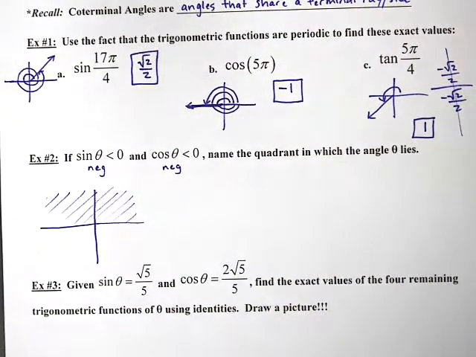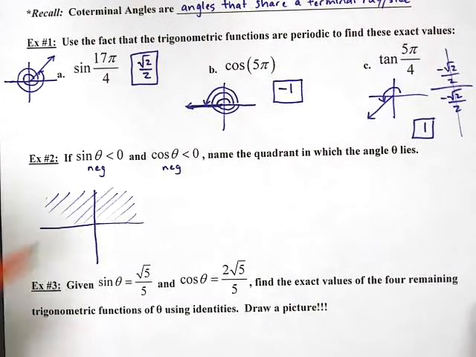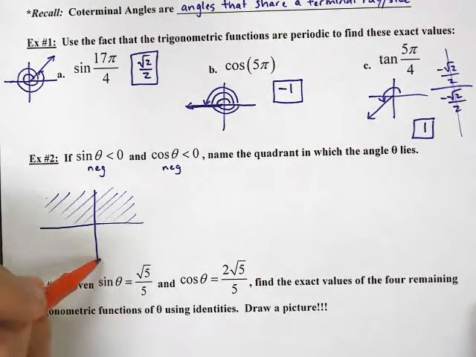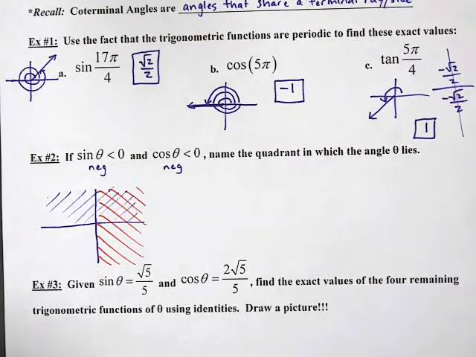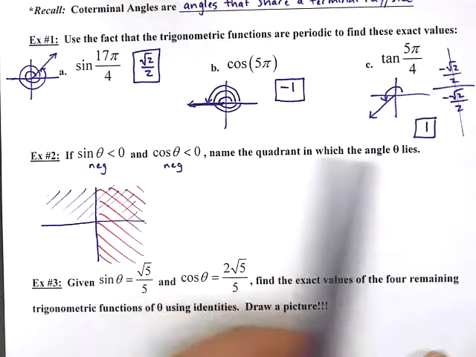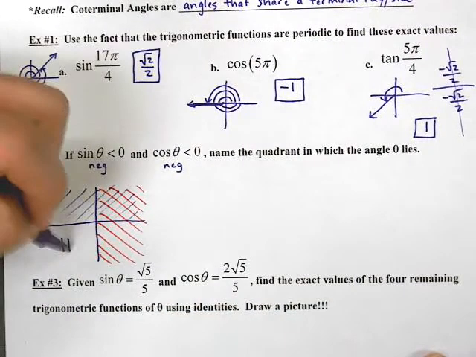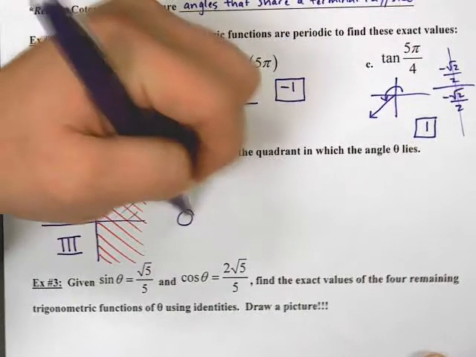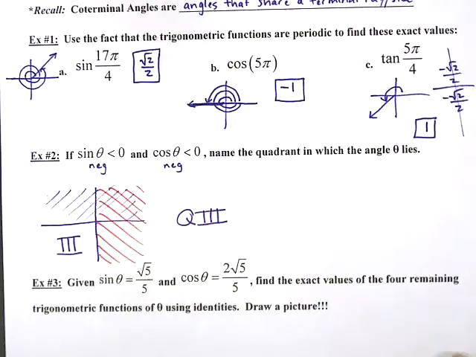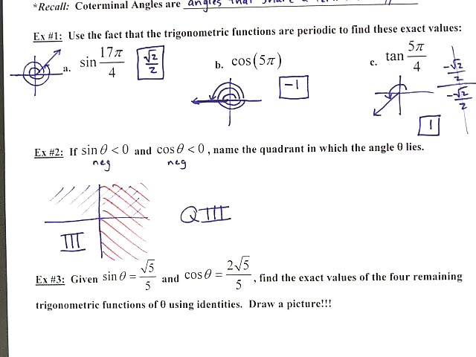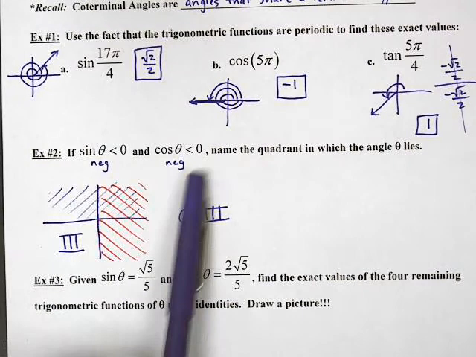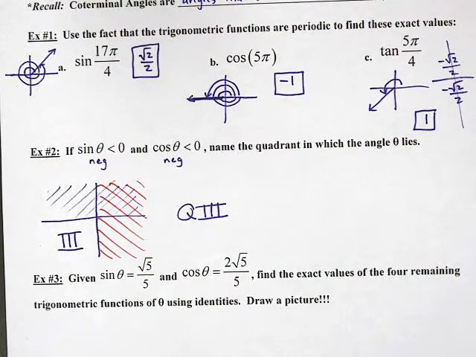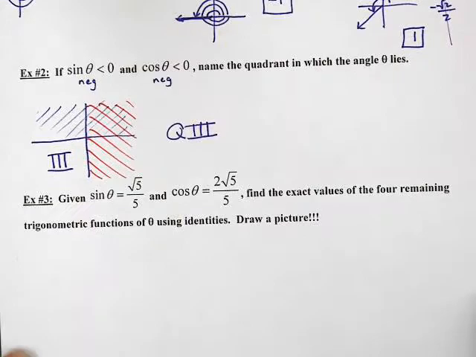And if cosine is negative, well, then it can't be 1 or 4. And so we notice that the quadrant in which the angle lies is quadrant 3. All right, so these types of problems are pretty easy if we understand what it means for sine to be less than 0 and cosine to be less than 0. All right, next problem.